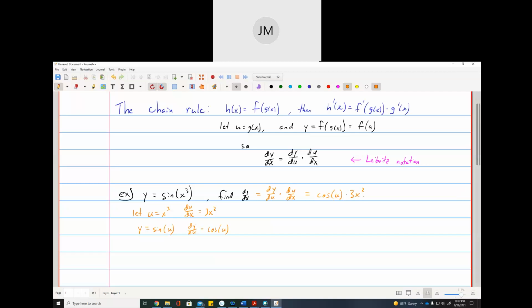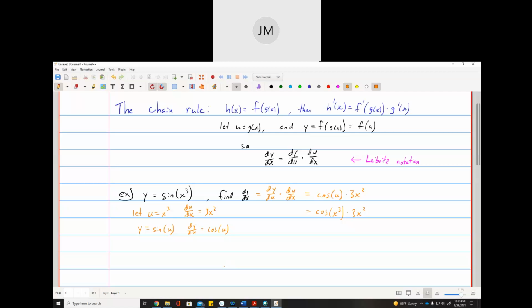But I don't want to have two different variables in my answer. I started with x's, so we go back to x's. U is x cubed, so I just write this as cosine of x cubed times 3x squared. Now, this is probably a little bit more writing than you would typically do on this problem, because we've written out all of this extra stuff that you might not do, but I'm using this as an example. And when we go forward to implicit differentiation, sometimes this is very helpful for keeping things straight. So that's our quick review of the chain rule.